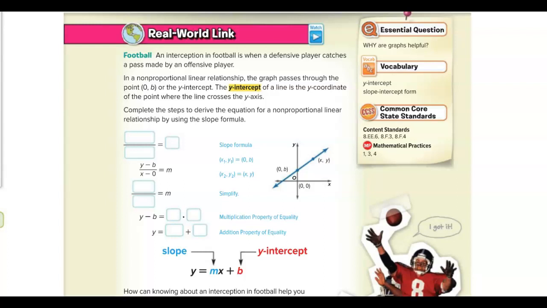All right, we are on page 199. So we're going to start at the top with the football analogy here. It talks about an interception in football.